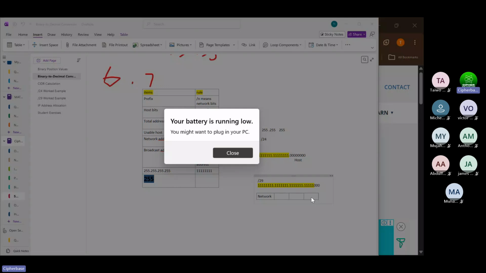Oh, sorry guys, let me quickly plug my phone.